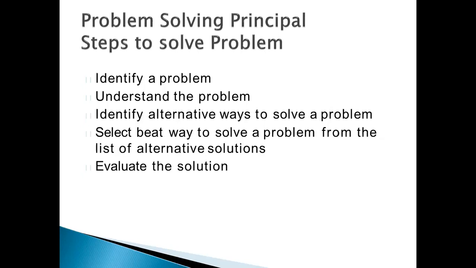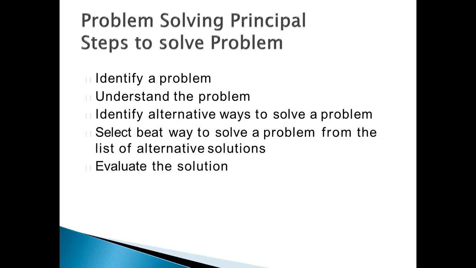Second one, understand the problem. When you have identified the problem, you should understand how we are going to solve it. What are the major factors of that problem? This is the understanding process. Next one, identify alternative ways to solve a problem. When you have understood all the concepts of that problem and the major factors, then you have to identify alternative ways to solve it. Then select the best way to solve a problem from the list of alternative solutions. When you have understood the problem, you will have lots of alternative ways.